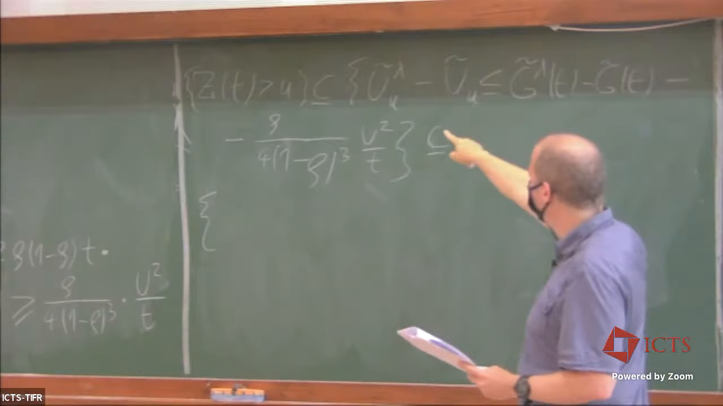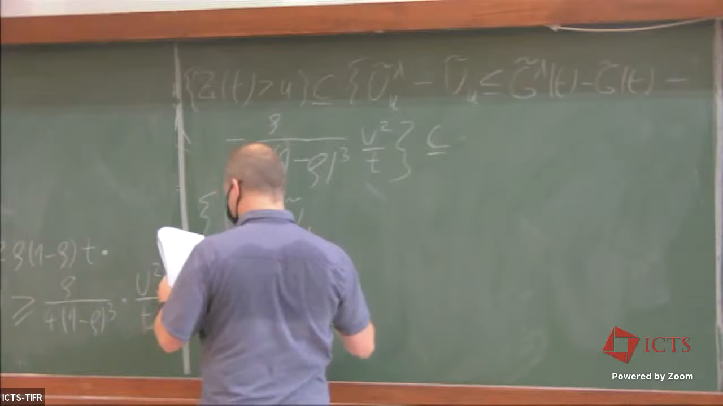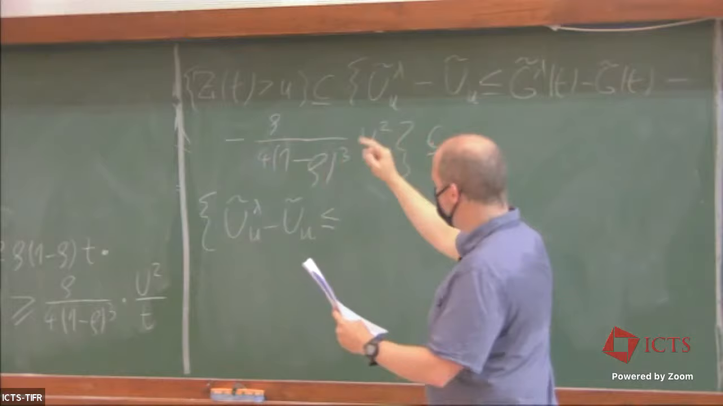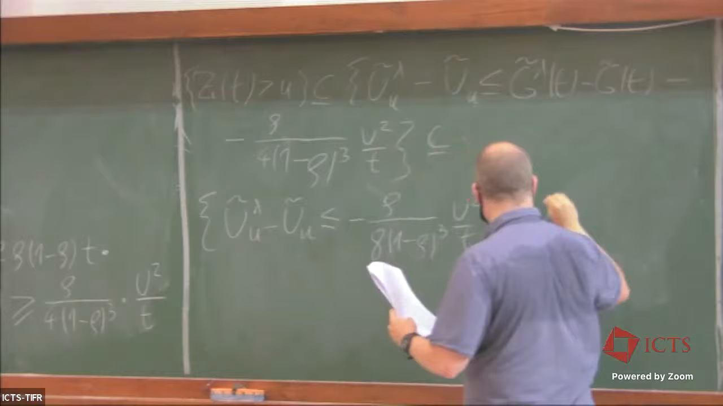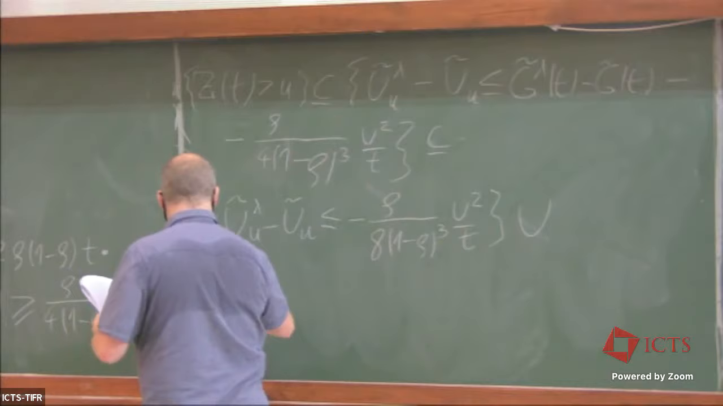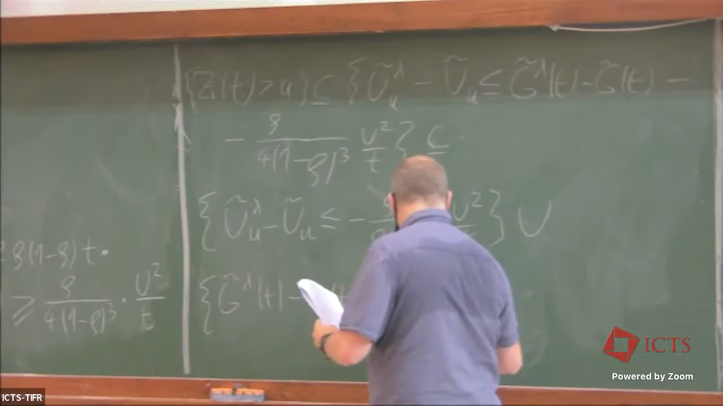And I'm going to split this in halves. So I'm going to say that either ũ_λ minus ũ is smaller than minus half of this, ρ over 8, (1 minus ρ) cubed, u squared over t. Either this happens, or g̃_λ minus g̃ is larger than positive ρ over 8, (1 minus ρ) cubed, u squared over t.